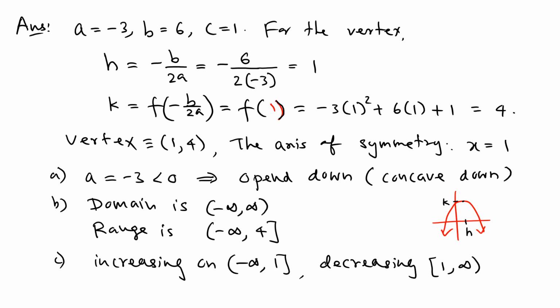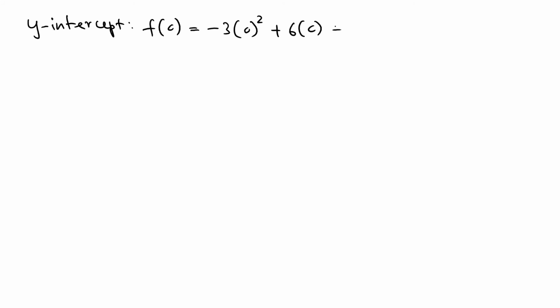And also we find one more piece of information. We try to find the y-intercept, because that's going to help you get a better graph. The y-intercept is simply f(0). So if you plug in 0, you're going to get -3 times 0 squared, and 6 times 0 plus 1, which is 1. So using this information, we can graph the function now.